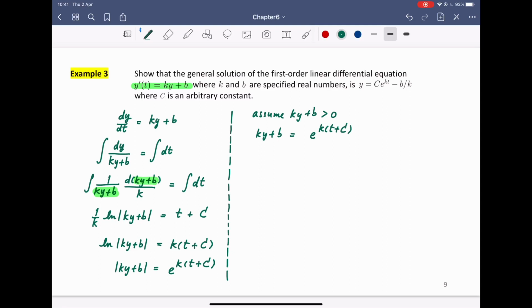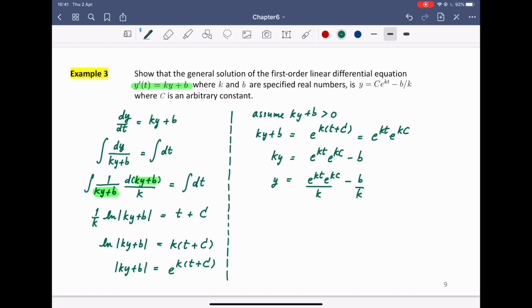Then I can simplify the right-hand side, so I get e to the kt, not plus, multiply, e to the kc, a constant. After that, I get ky equal to e to the kt times e to the kc, minus b. Then divide everything by k, so I get y equal to e to the kt times e to the kc, minus b over k.